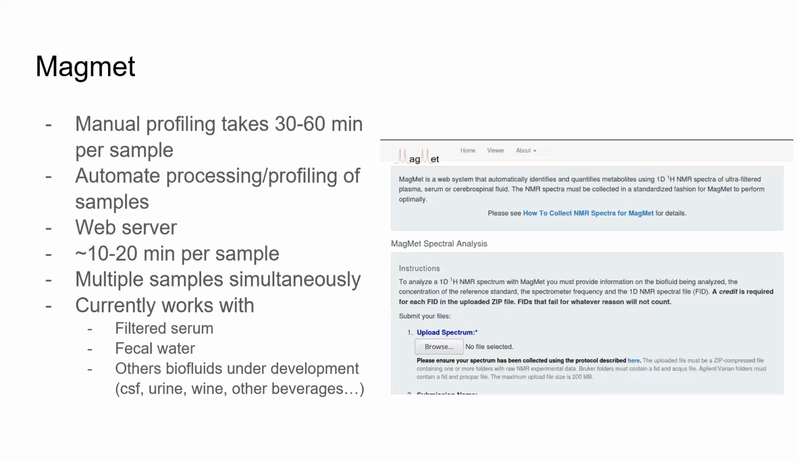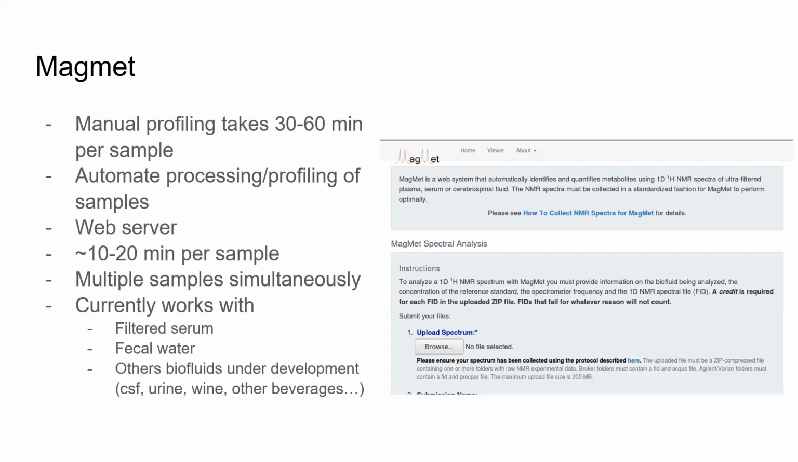One of the difficulties with manual profiling is it can take up to 30 or 60 minutes per sample. So you can imagine if you have 100 samples, it can take 2 or 3 weeks just to analyze them all. So what we wanted to do was to try and automate the process. We developed a program called Magmet as a web server. Magmet can profile serum spectra in around 10 to 20 minutes.